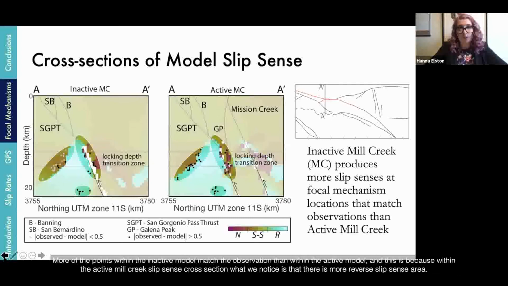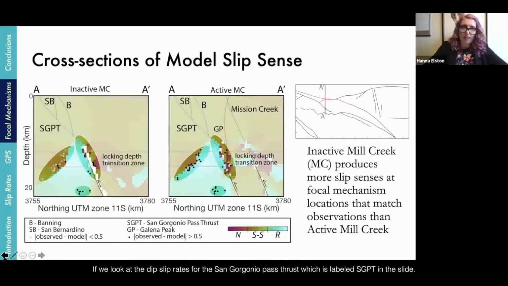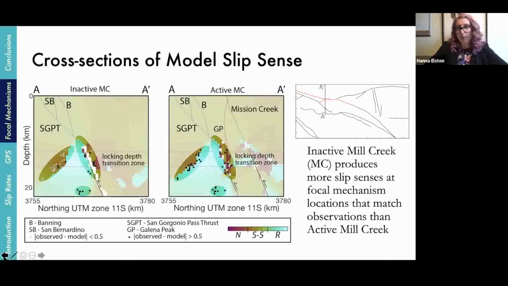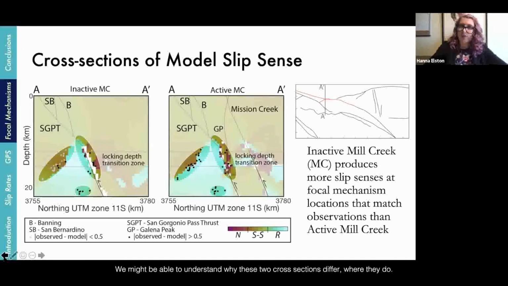This is because within the active Mill Creek slip sense cross-section, we notice that there is more reverse slip sense area. If we look at the dip slip rates for the San Gorgonio Pass thrust, which is labeled SGPT in the slide, we might be able to understand why these 2 cross sections differ where they do.